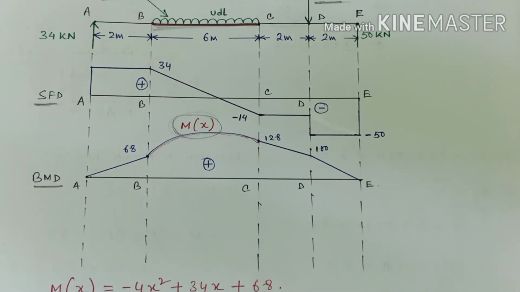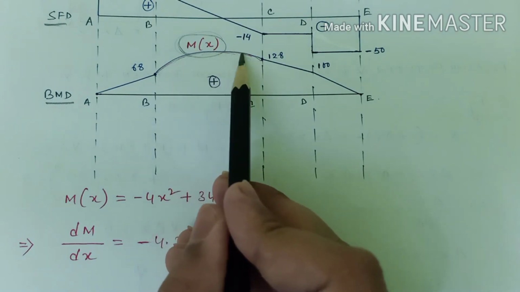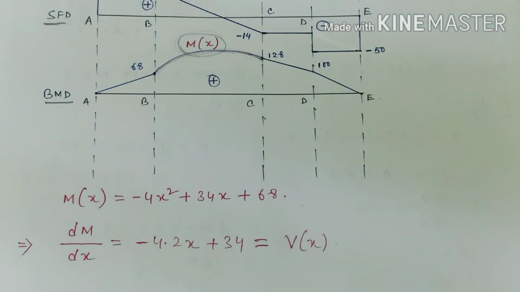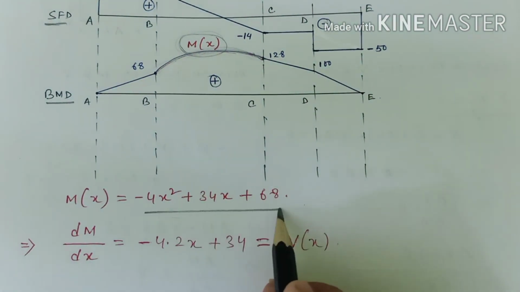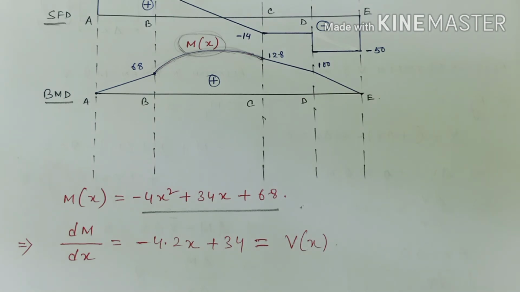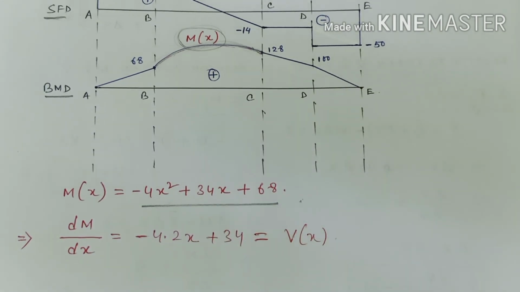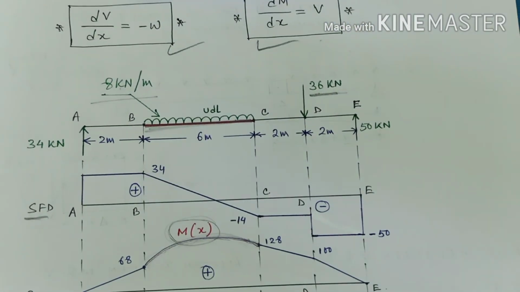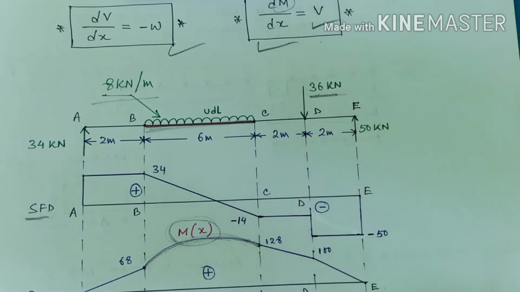Okay, so let us consider the equation. First of all, this is an equation for a quadratic. This is the graph for a quadratic equation, right? So for this particular curve we have an equation like this, a quadratic equation. So what if we differentiate this equation of moment? If we differentiate the moment with respect to x, we will get the shear force.